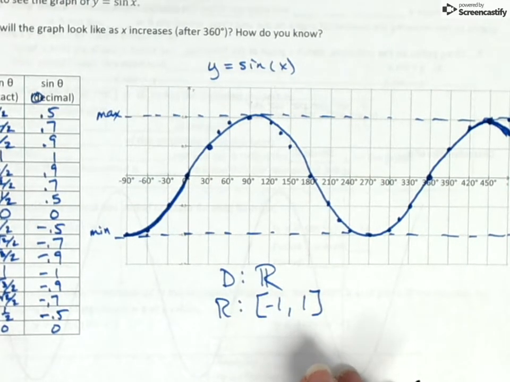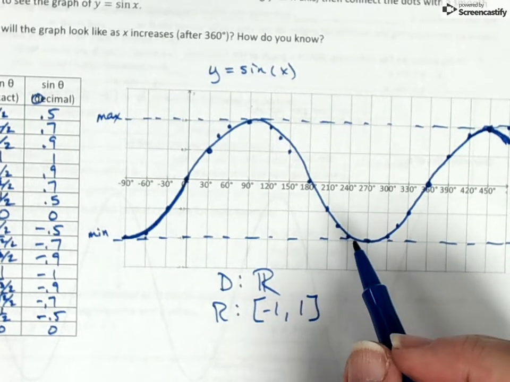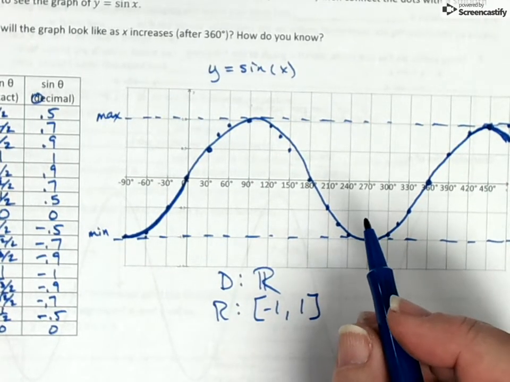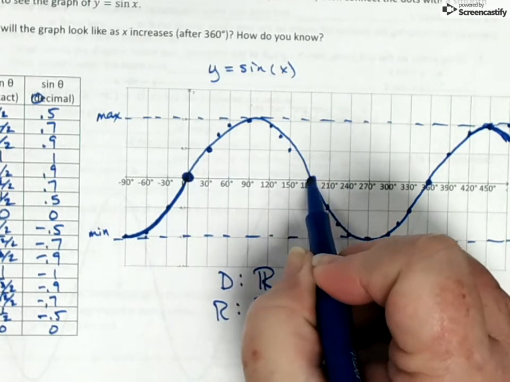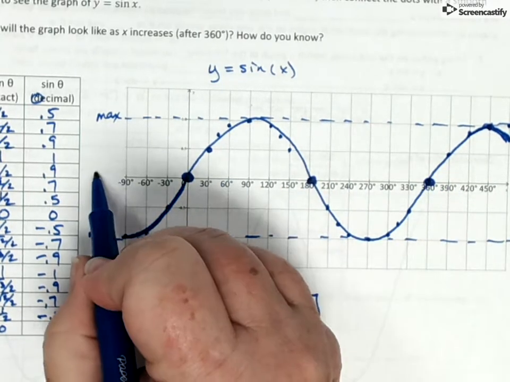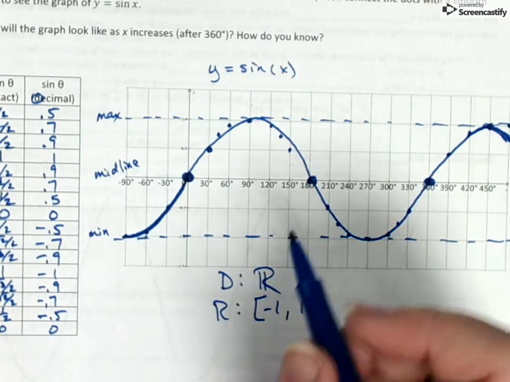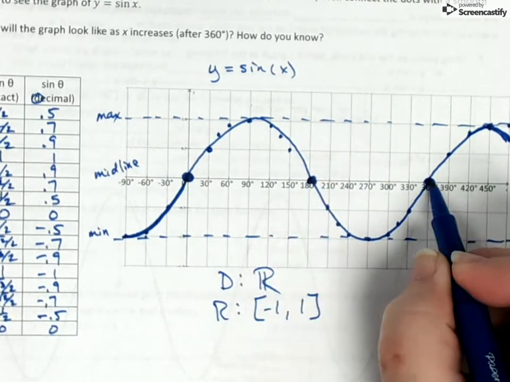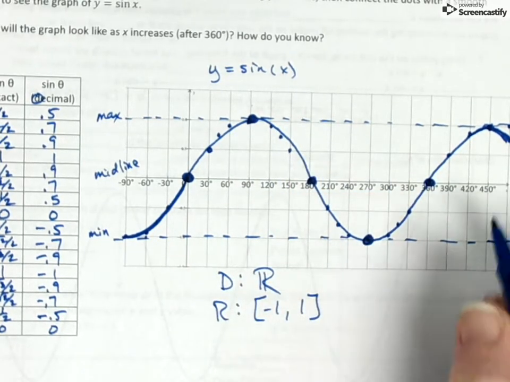I also want you to notice that some of these points were hard to plot. Some of these were kind of hard to find, but there were several that were very easy. And the easy points were any time it was on the midline, right here. Oh, by the way, this is called the midline. It has another name. We'll get to that in a second. The easy points were the ones that were on the midline and the ones that were at the maximum or the minimum.